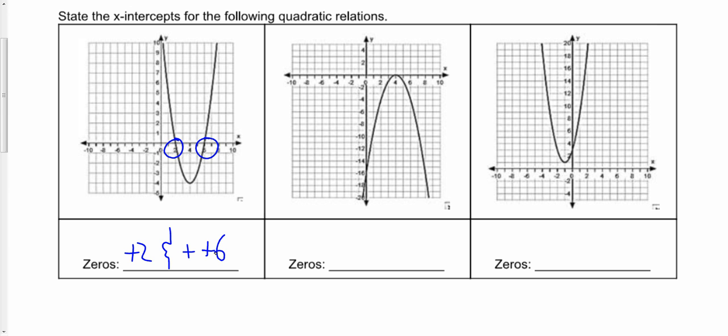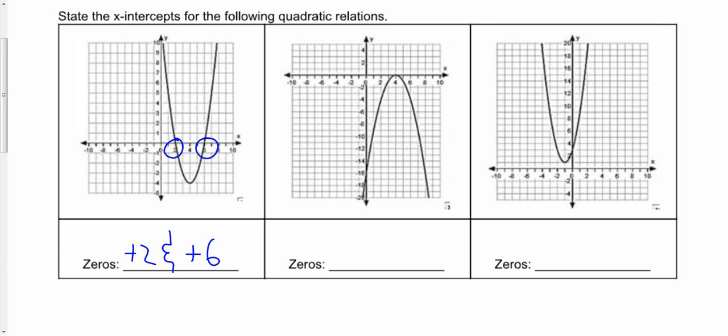Okay? So you'll notice that I didn't say that it intercepts at point positive 2 or point positive 6. It intercepts at both of them at the same time. Okay, so there are two intercepts for this parabola.